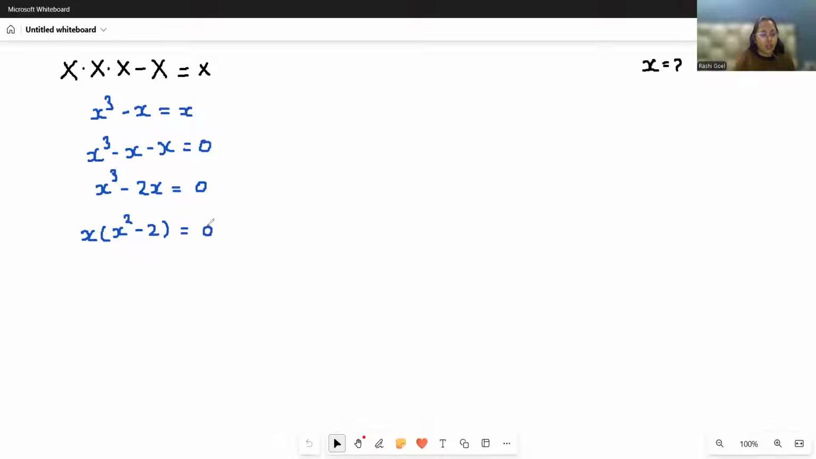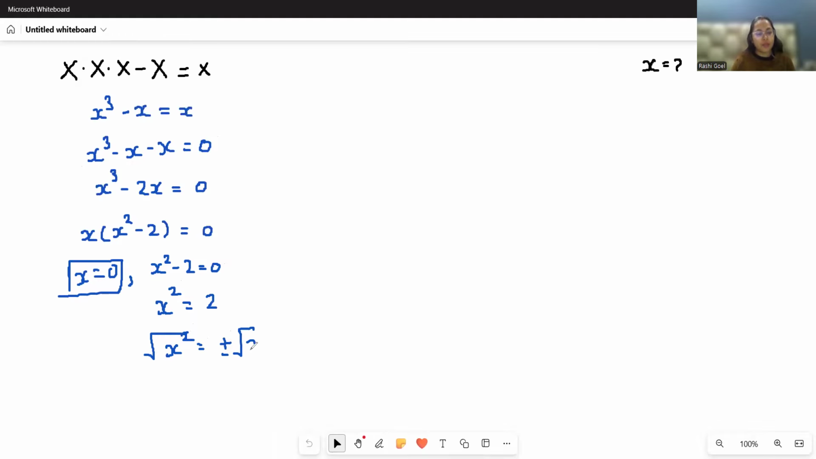So we get two cases: x equals 0, and x square minus 2 equals 0. Here x equals 0 is one of the factors, and for x square minus 2 equals 0, we can write x square equals 2. Now if I take the square root on both sides, it becomes plus minus root 2. So with the help of the square root, the square will be eliminated. So x equals plus minus root 2.